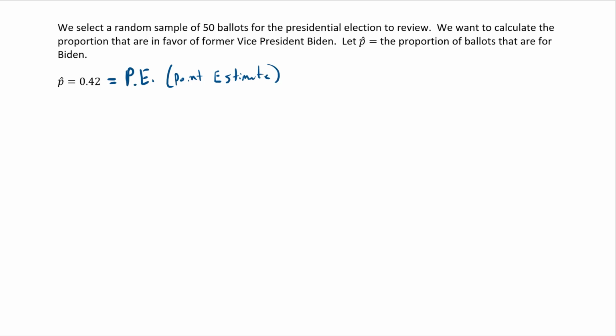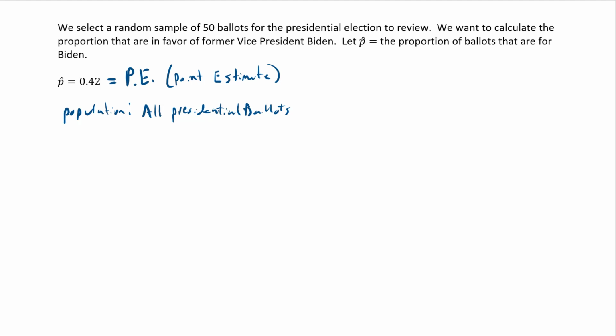Okay? Now, the next thing we need to talk about, just to make sure we've got everything lined up and know what we're talking about, is to identify a few things here. So first off, what is our population? The population is going to be all presidential ballots, right?